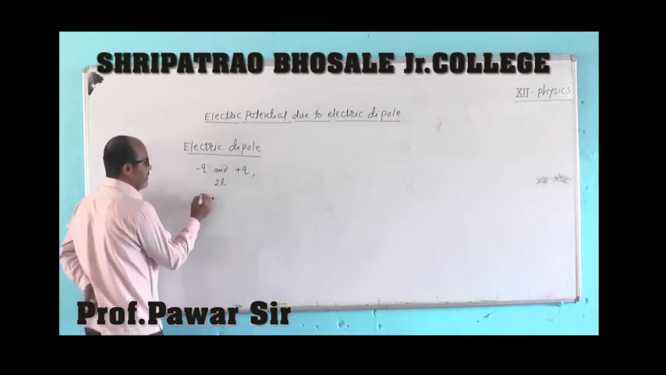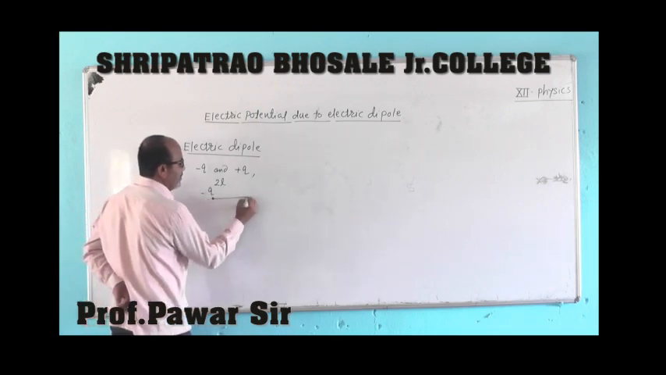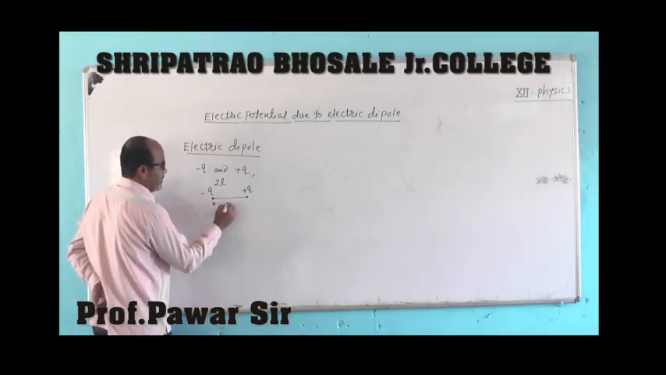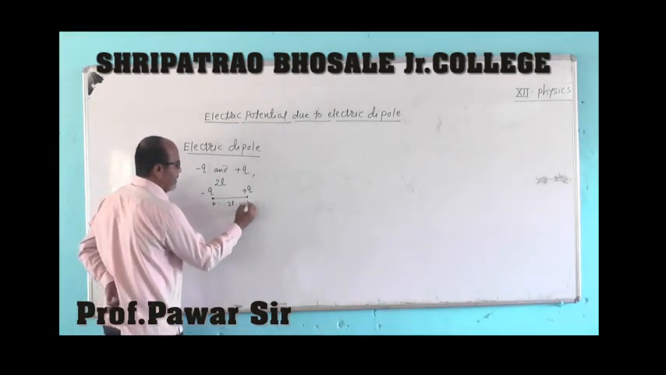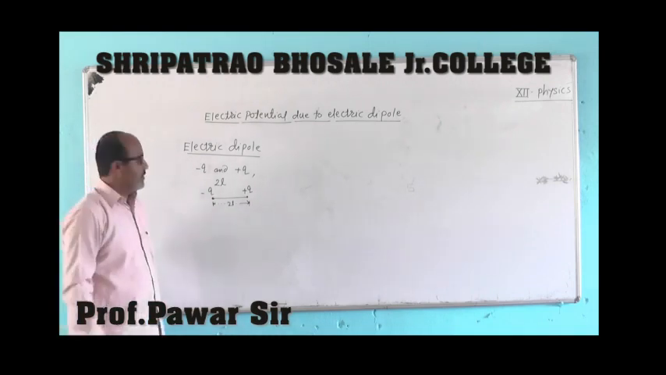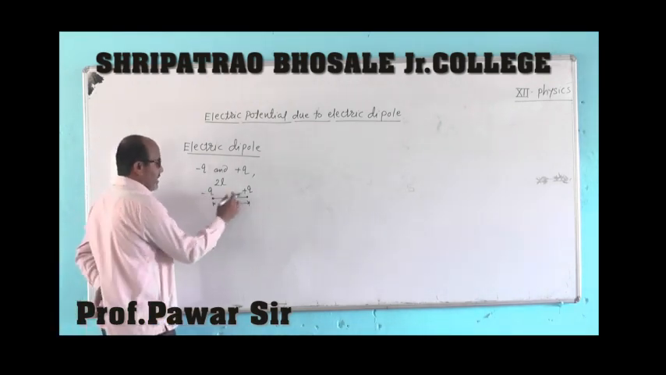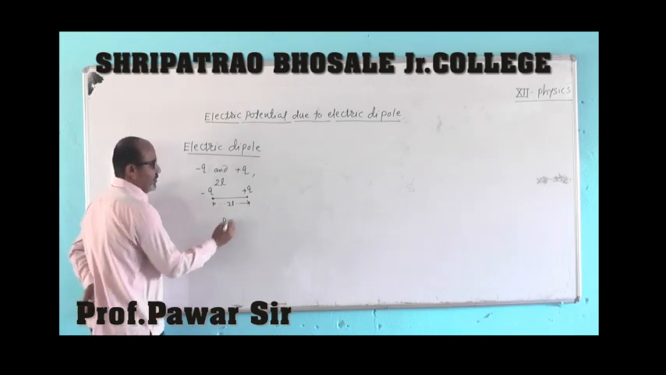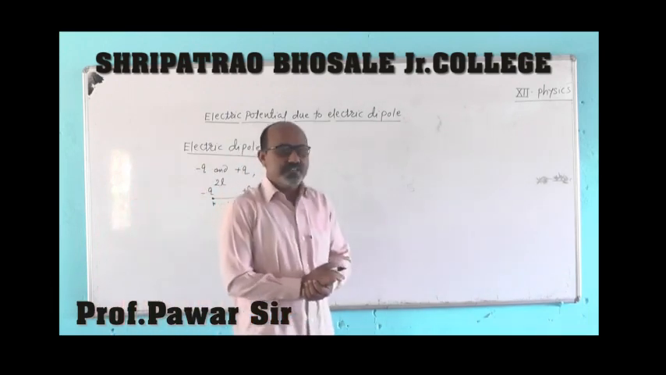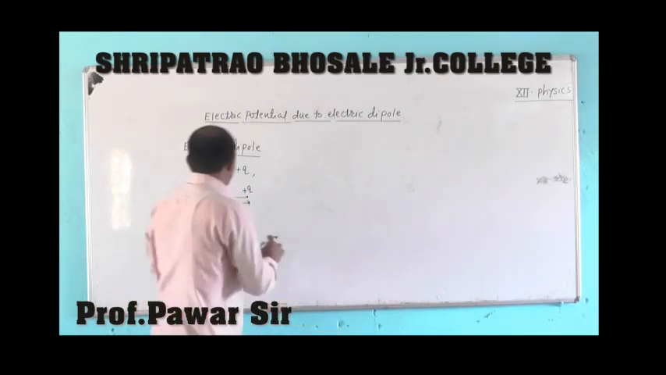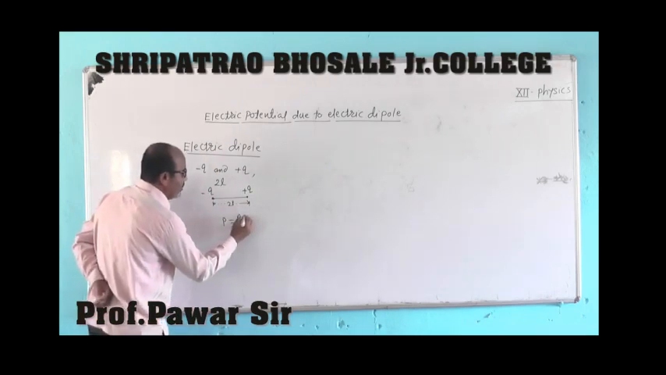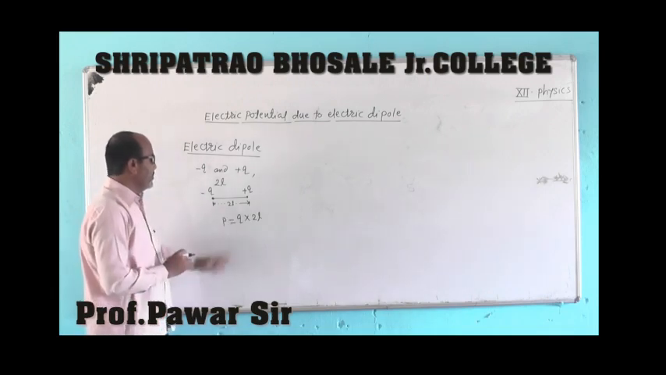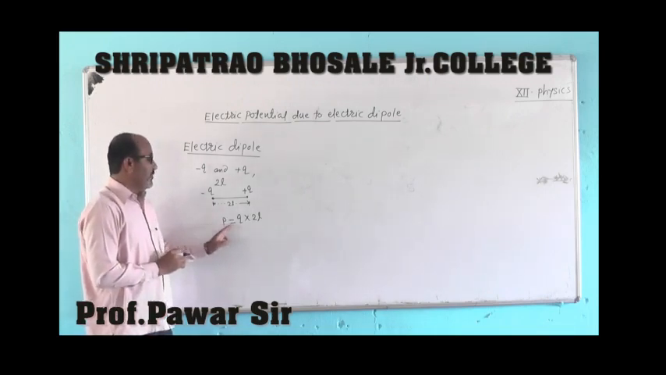Consider point charge minus q, charge plus q separated by distance 2l. This is the electric dipole. This dipole has a moment. So electric dipole moment is the product of the magnitude of one charge and the distance between the two charges. So take magnitude q into distance between charges 2l. So p equal to q into 2l is the electric dipole moment.